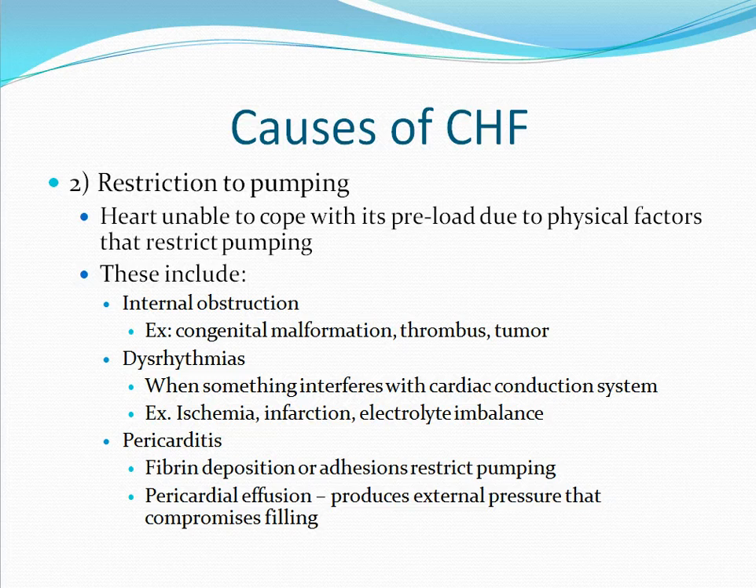Another physical factor could be internal obstruction. These would interfere with the free flow of blood through the heart. Examples of an internal obstruction might include a congenital malformation of the heart, a thrombosis, or the presence of a tumor.